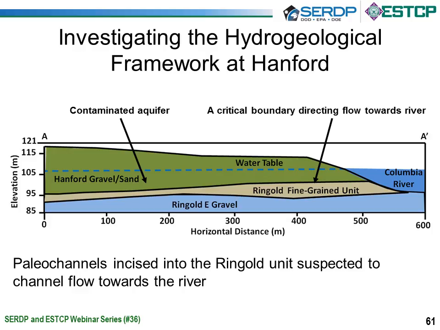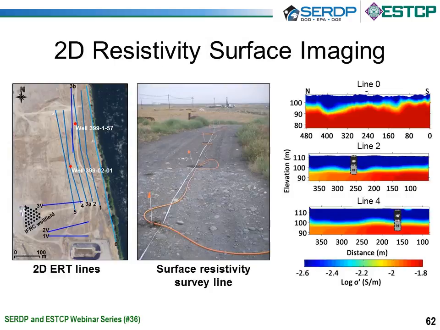And this fine-grained unit is a thin subunit of fine-grained material. So 2D ERT profiles were collected parallel to the Columbia River at an increasing distance from the river. These lines are non-invasive, and it was done to delineate the boundary between the Hanford and Ringold layers, those 2 layers. So the ERT measurement is affected very much by lithology. So it was thought that given the sharp change in lithology, this contact boundary could be identified.